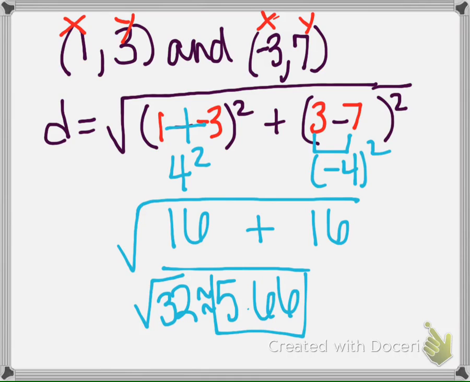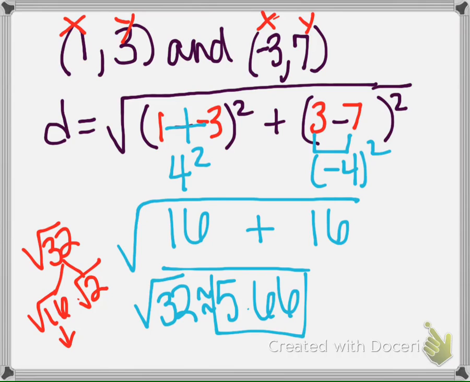And then we are asked to simplify our answer, leave it in exact simplified form. So the square root of 32, I know that 16 times 2 is 32, so we would get 4 radical 2.